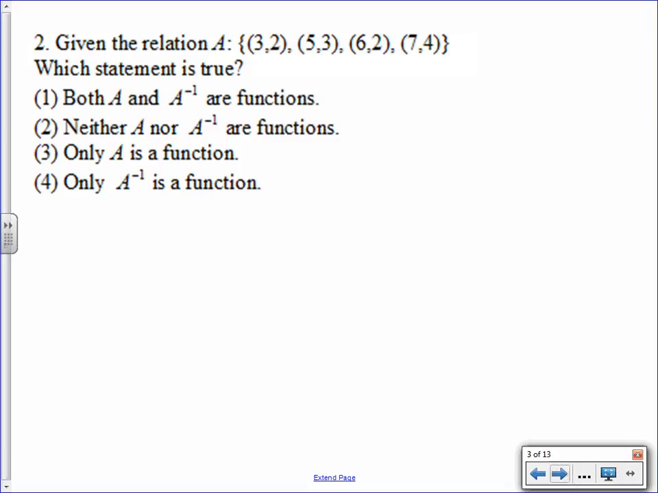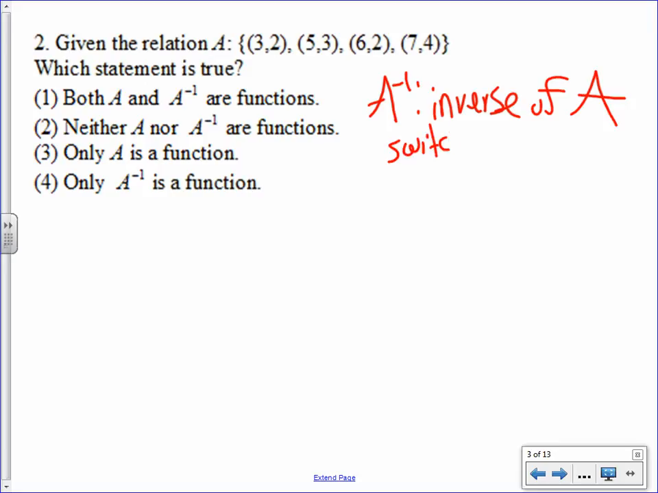Given the relation, which statement is true? It's talking about whether or not it's a function. You need to know what this -1 means. A -1 means inverse of A. And remember, for inverse, we switch x and y. So let's look at A. Are all the x values different? Yes. So A is a function.